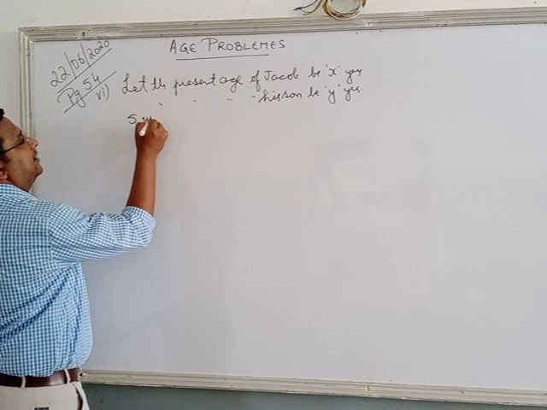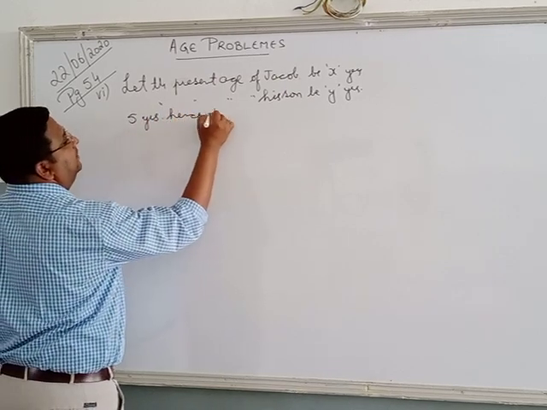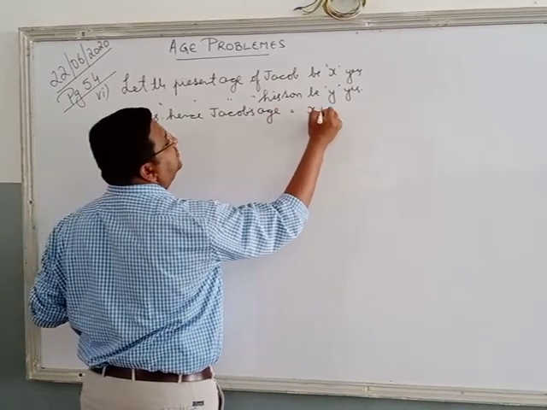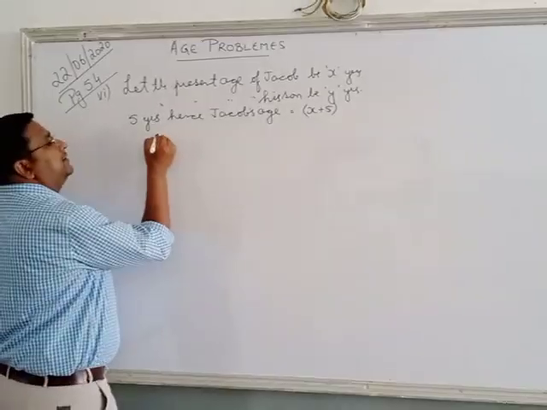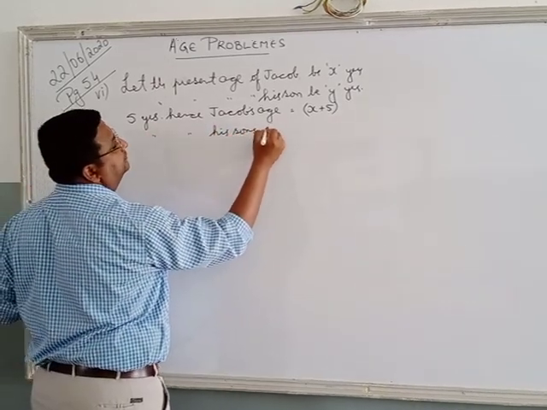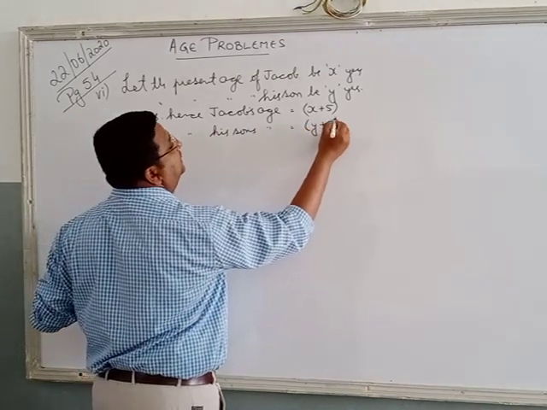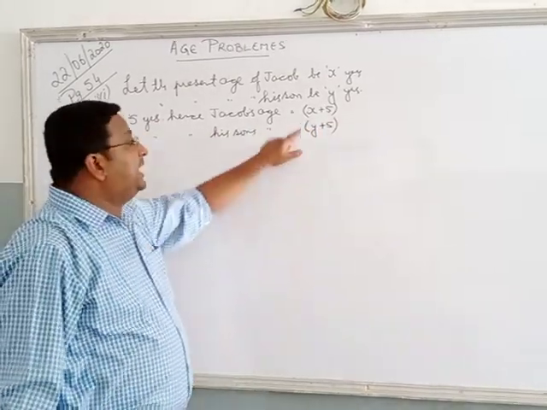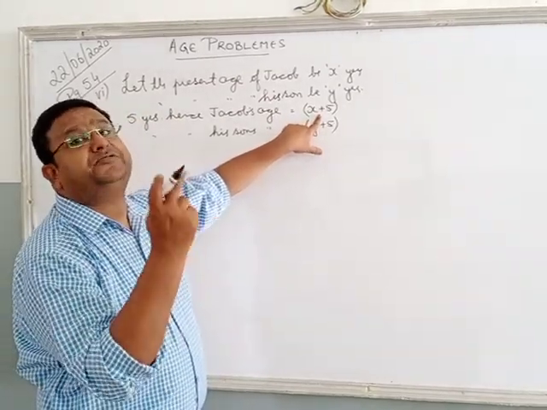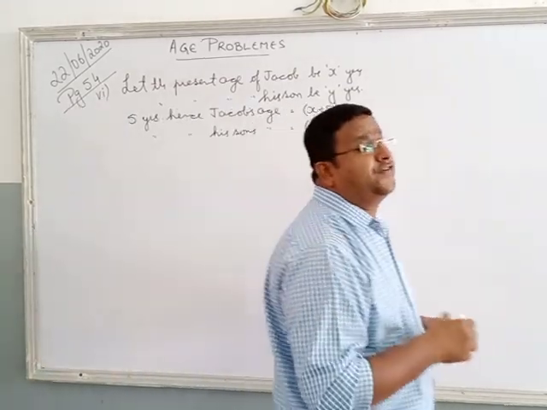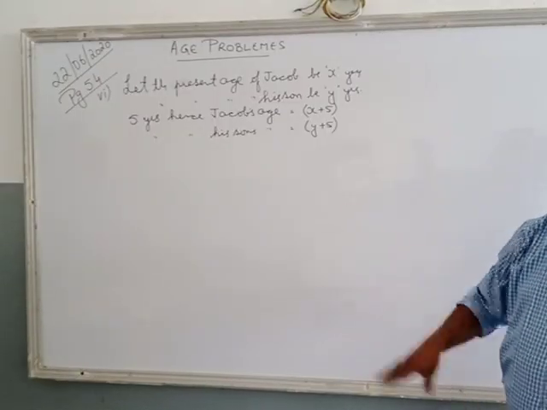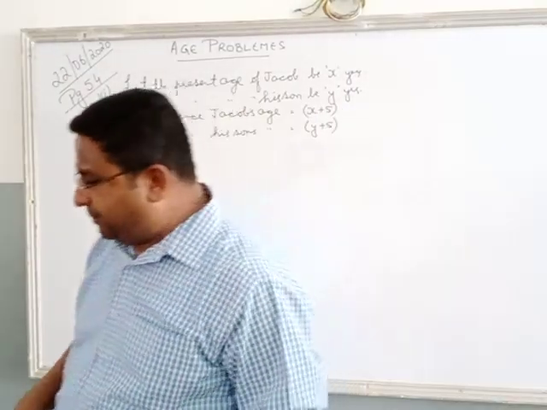So 5 years hence, Jacob's age will be X plus 5, and 5 years hence his son's age is going to be Y plus 5. Agreed or not? It will be added. It will be X plus 5, not 5 plus 5X. 5X means multiplication. Your present age is 15 years. After 5 years, it will be 20. 15 plus 5, not 15 into 5. Clear? So it will be X plus 5 and Y plus 5.